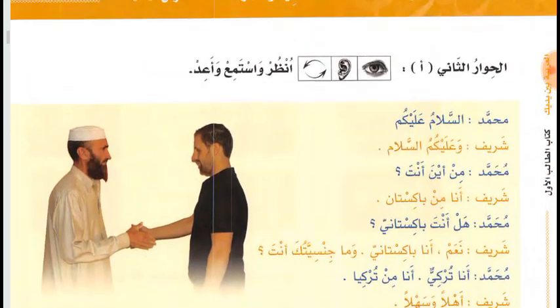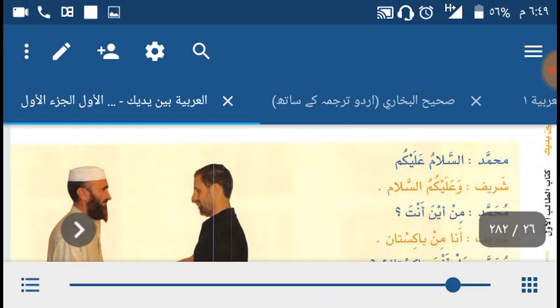Maryam: Wama jinsiyatuki anti? And what is your nationality? Zainab: Ana Suriya, I am Syrian. Ana min Suriya, I am from Syria. Suriya means a Syrian lady, and Suriya is also the name of the country, which is called Syria in English. Then Zainab says, Ahlan wa sahlan, welcome. Tomorrow we will read this dialogue. We will start from page number 26.